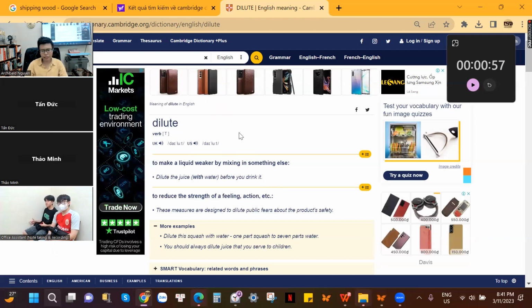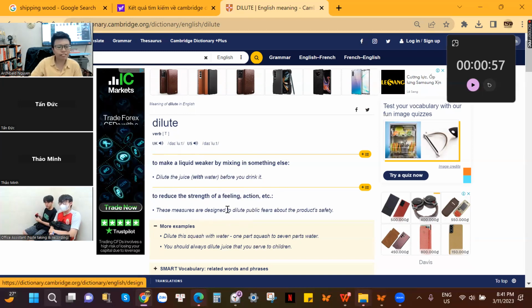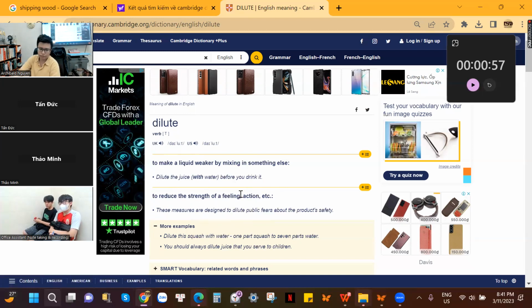And here I can also give you guys the word dilute for the situation of reduce: reduce the strength of a feeling. Dilute. I love English.